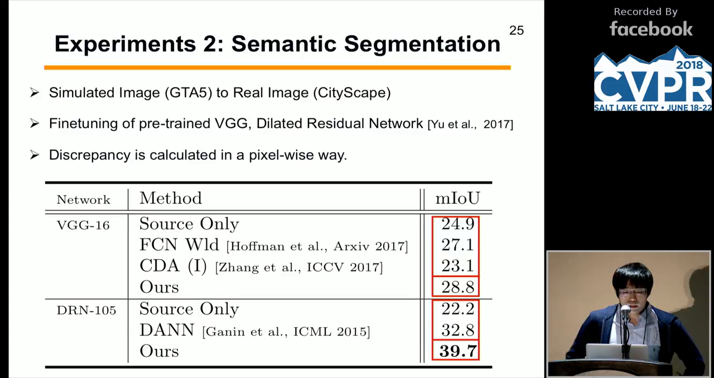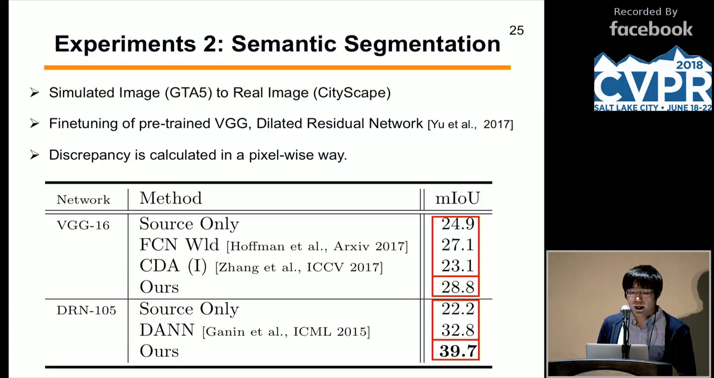Compared to other methods, our method demonstrates better performance, and the improvement in mIoU is very large. I compared the model with the source-only model. The source-only model is trained by source samples without any adaptation method. And we can see clear improvement when we use the directed residual network.